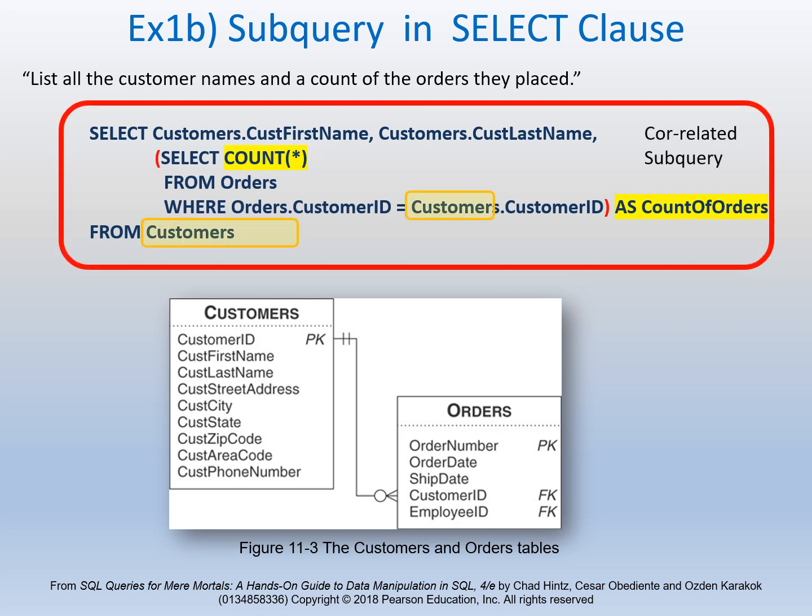And once again, we have a correlation between the subquery and the outer query or the main query. We have a join on customers.customer ID equal to orders.customer ID. Orders is the table in the subquery. Customers is the table in the main or outer query.